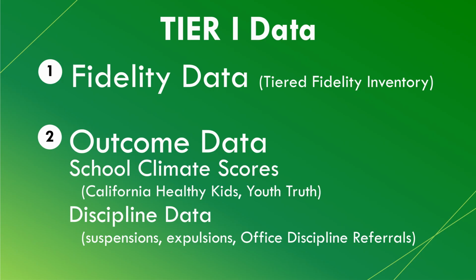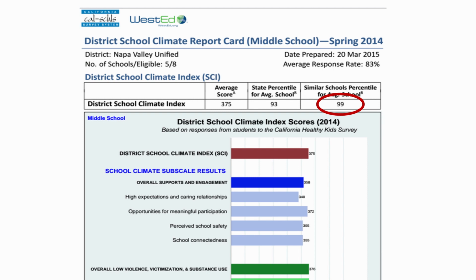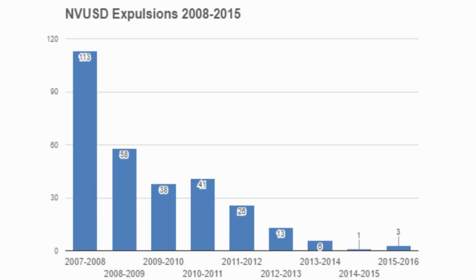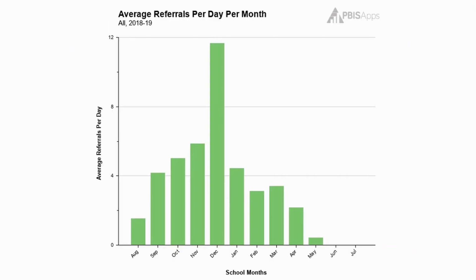The other measure we use is outcome data. We look at the school climate data like the California Healthy Kids Survey and discipline data. We count how many suspensions, we track expulsions over time, and we look at office referrals at each school. Together, these data points tell us how well we're implementing PBIS strategies and how the students are responding to them. Because most of those data points are only available once or twice a year, the PBIS team primarily looks at the office referral data in their meetings.